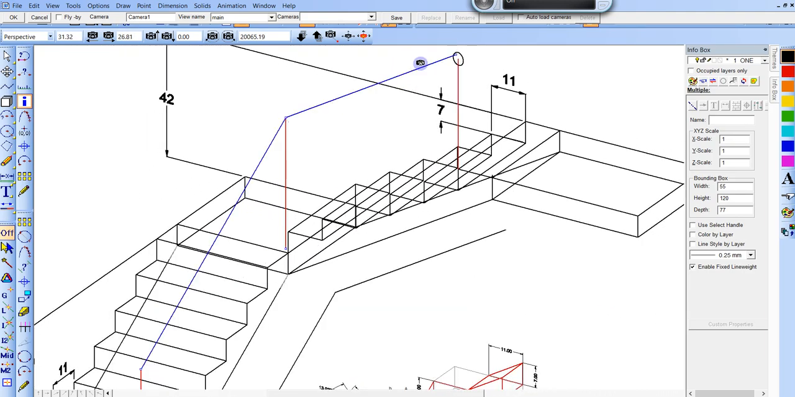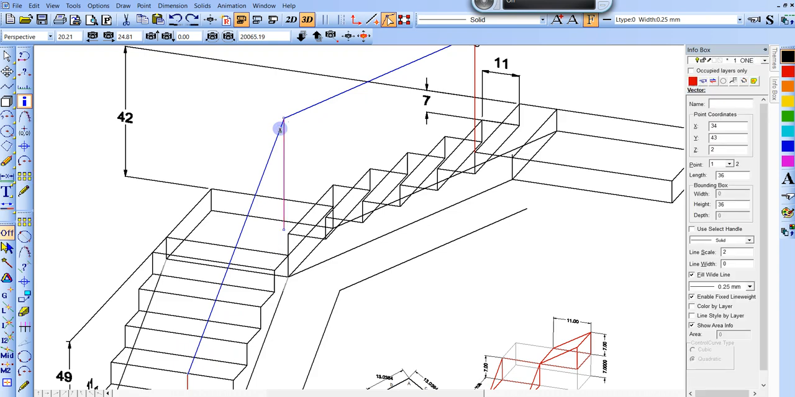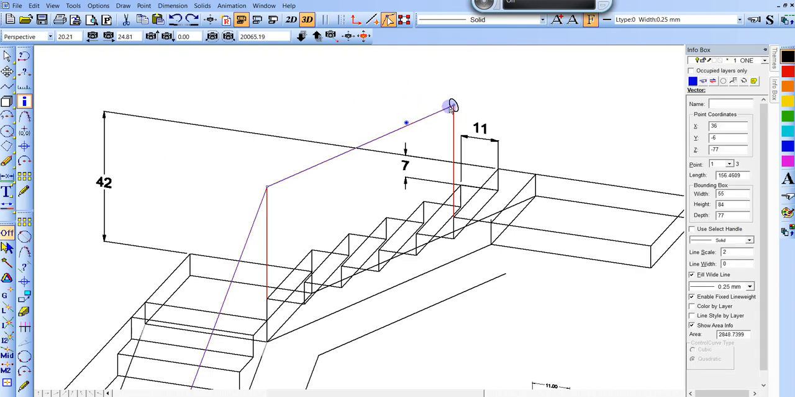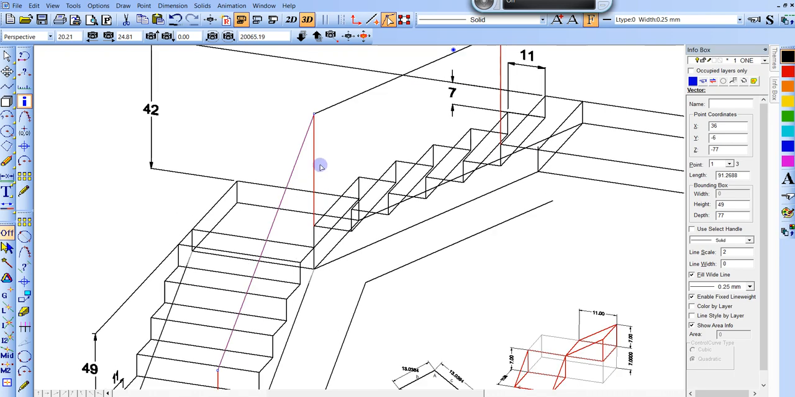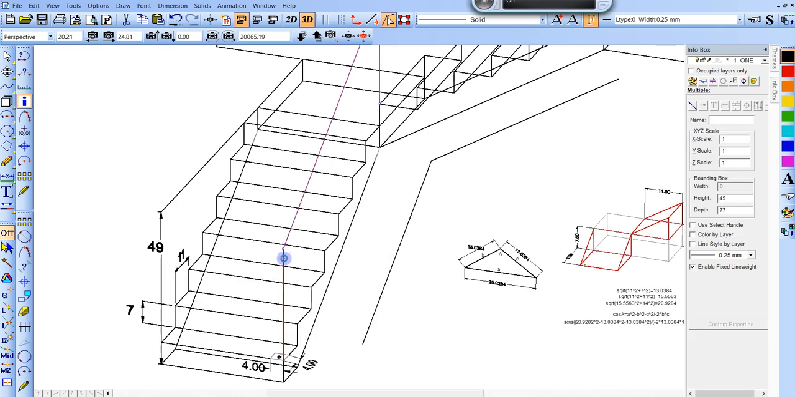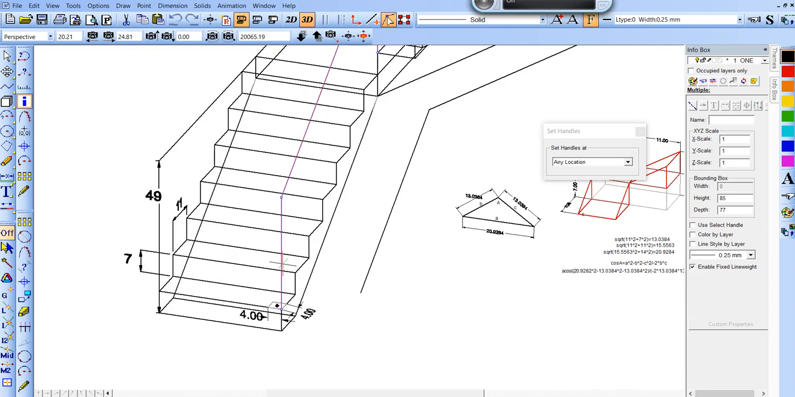Oh, so that's interesting. I moved this one. Control Z. I've got to go back. So break line D. Okay. Oh, Control Z. All right, so let's select those again. Control H, put a handle on that.